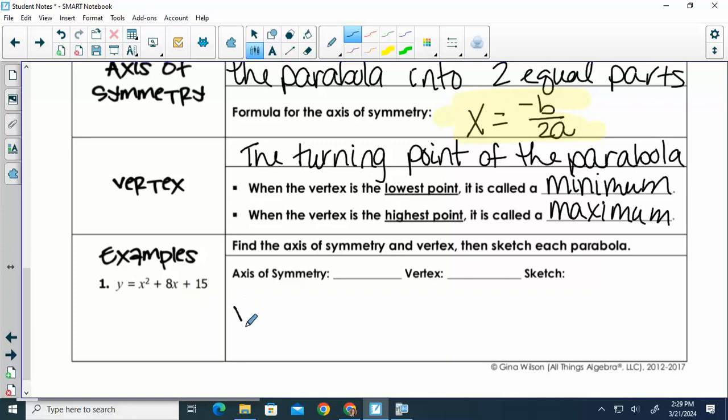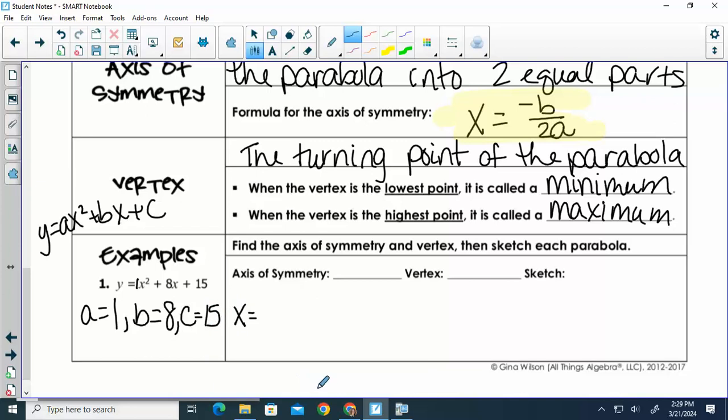So to find the axis of symmetry, it's x equals the opposite of b over 2a. Look at this equation. Remember I told you that a quadratic is ax squared plus bx plus c. So what is a in this equation? It's the number in front of our x squared, which if there's nothing there, it's just the 1. So it's just the number, not the variable part. What's my b? 8. It's the number in front of x. And c is the constant, which was 15.